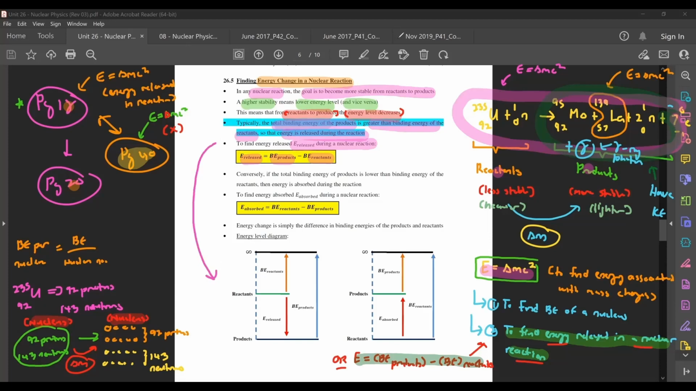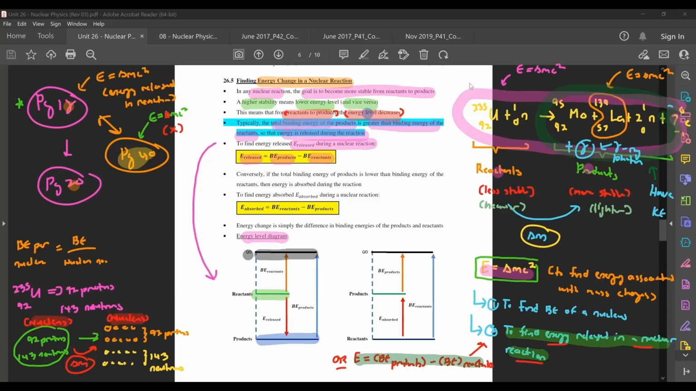This one. Let's just consider this as your energy level diagram. You draw 3 lines. This first line here represents the energy level at infinity. And there will be 2 additional lines, this green line here and this blue colored line here. Now, because I mentioned to you that your nuclear reaction is trying to become more stable from reactants to product, that would mean that energy level would decrease.